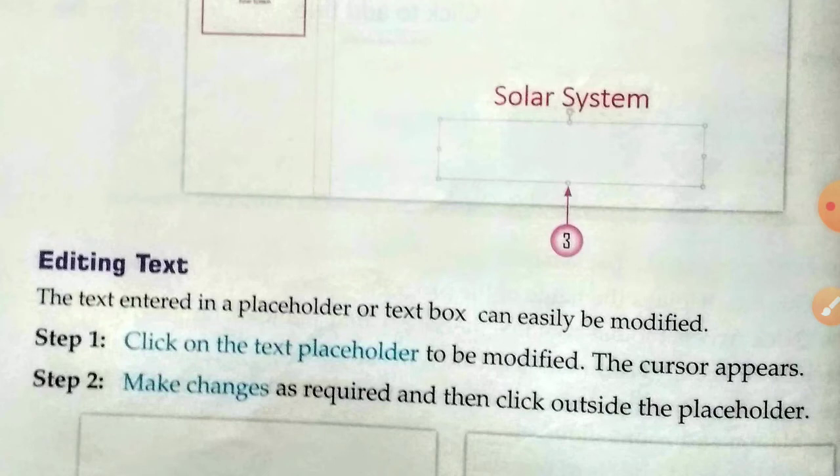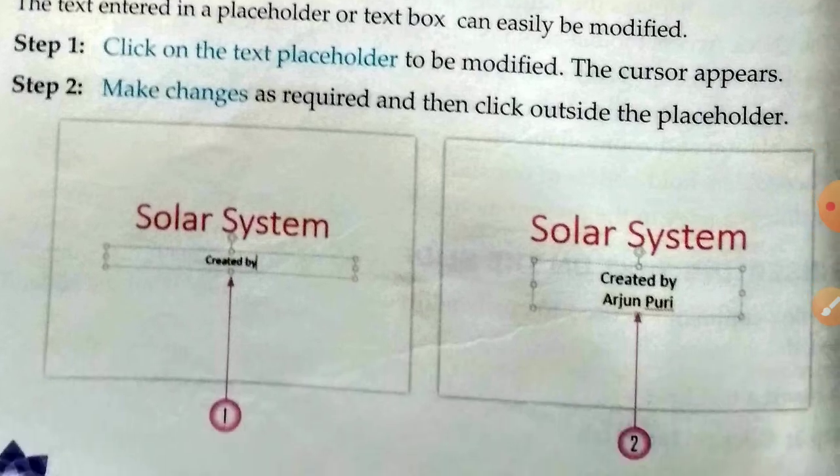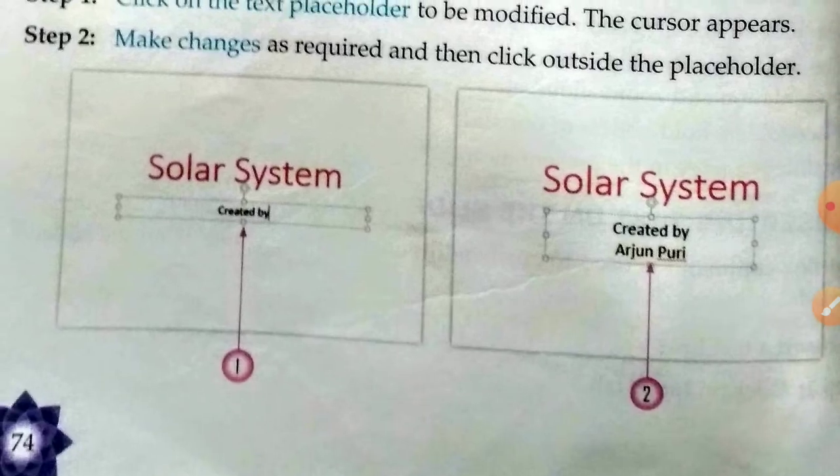Next is editing text. The text entered in a placeholder or text box can easily be modified. How? Let's see. Click on the text placeholder to be modified. The cursor appears. Second, make changes as required and then click outside the placeholder.